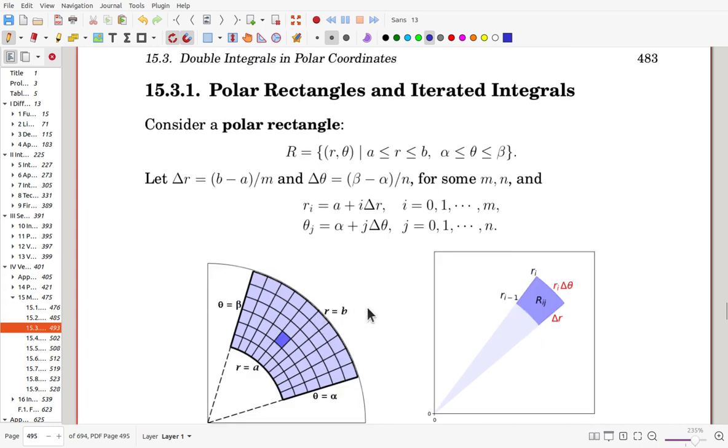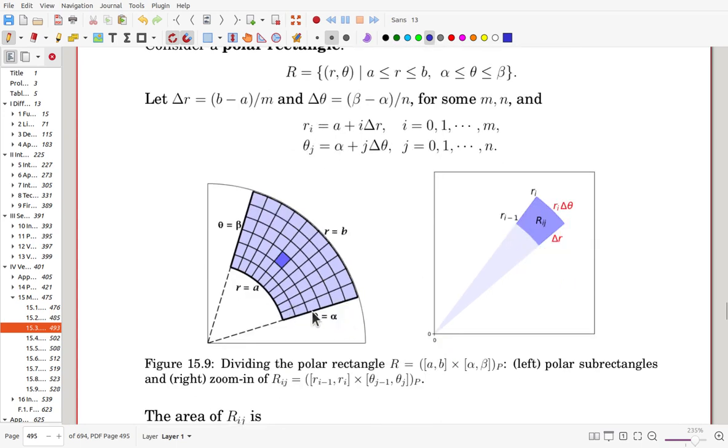Now we'll try to get integrals, double integrals over polar rectangles. A polar rectangle is given in this form: r is from a to b, and theta is from alpha to beta. So like in this figure, the angle is from alpha to beta, and r is from a to b. So that is a polar rectangle.